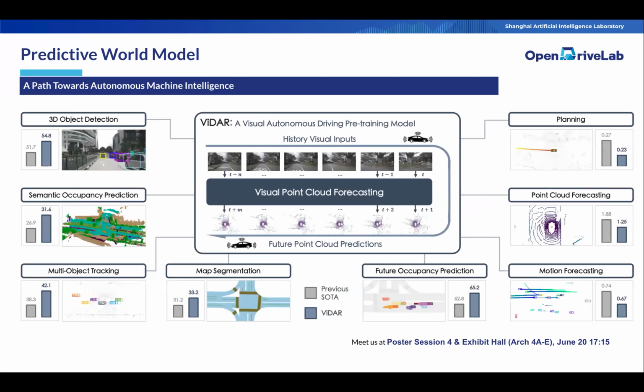Another reason for proposing this challenge is that we have already shown at this CVPR that if we use predictive world models with prediction pre-training, we can obtain a huge improvement in perception, prediction, and planning. So this is another reason for us to propose this challenge. We need to see whether we can use large-scale nuScenes data to obtain foundation models for end-to-end autonomous driving. So this is the second reason for proposing this track.